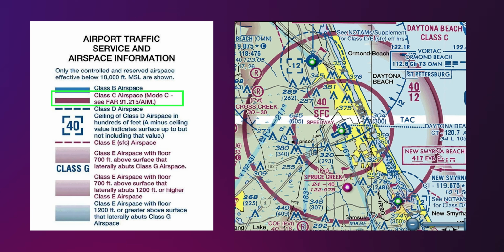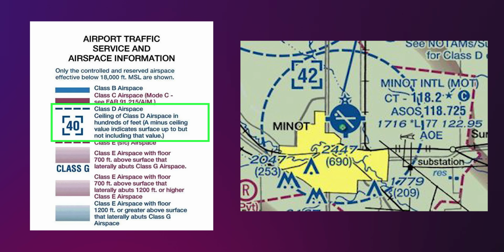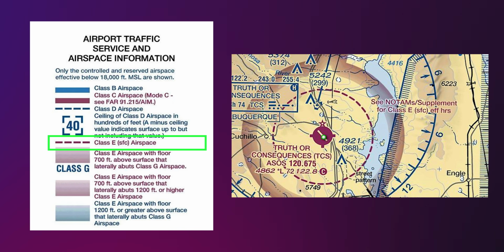Solid magenta lines, that's Class C. Has the same numbering convention. 2 rings typically. Dashed blue lines, that's Class D. The ceiling is shown in a box on the chart. Dashed, not solid, that's your visual cue. Dashed magenta lines, Class E surface extension. No altitude notation needed because it goes from the surface up.